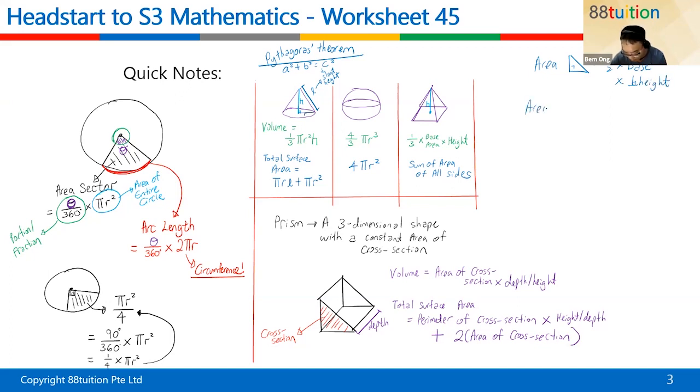Okay, area of a trapezium. What is a trapezium? A trapezium has one pair of parallel lines. So the area of a trapezium is half times the sum of the parallel lines times the perpendicular height.